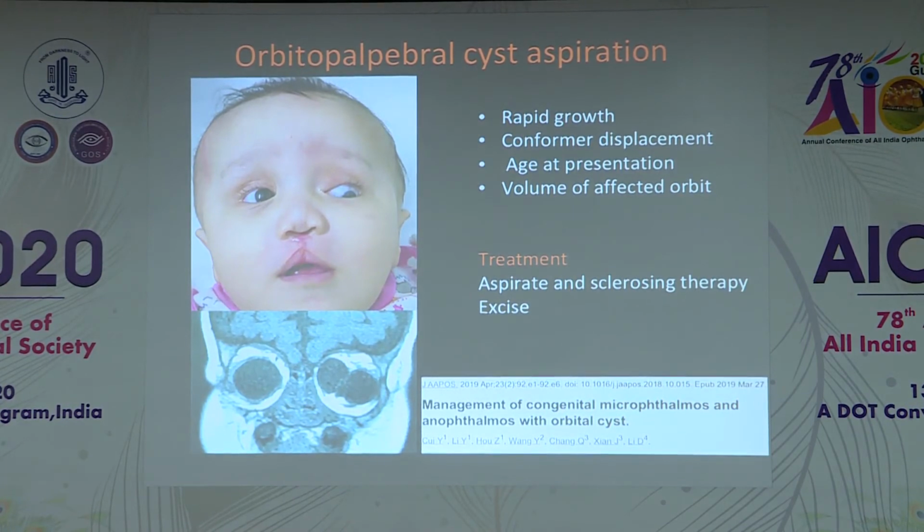Now, a word of caution for excision is that you don't want to do too many surgeries because you don't want scarring in the conjunctiva, which will again give you contracture. So aspiration with sclerotherapy is tried and tested. Yes, you have to do an MRI to see there is no connection with the eye or the brain before you go in and stick a needle and aspirate it.